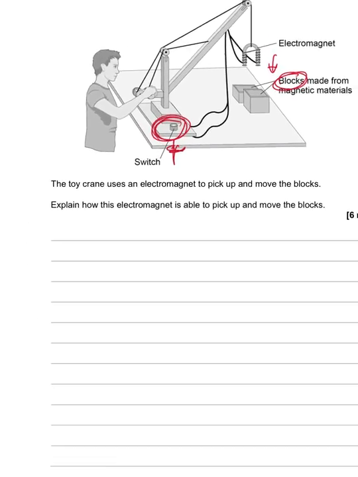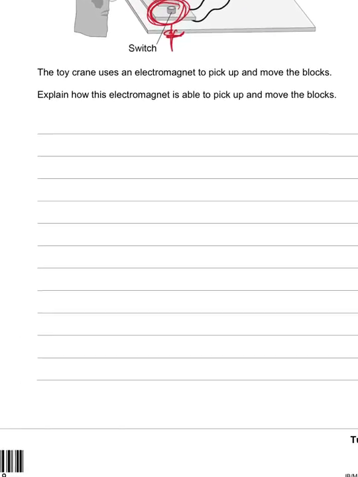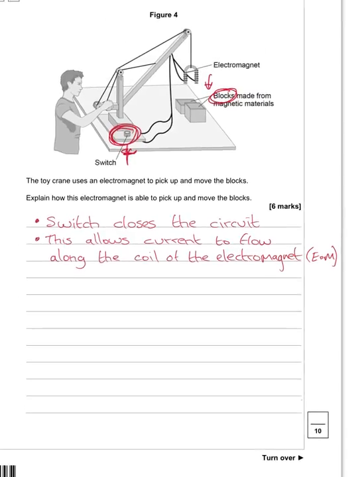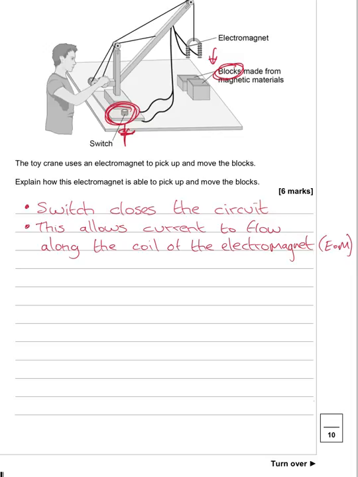So the first thing to happen is that you close the switch. Okay, so say that. So the switch closes the circuit. When the switch closes, this allows the current to flow along the coil of the electromagnet. So if you just have a look, they've clearly drawn in enough detail on the electromagnet for you to see that coil. Okay, so they want you to talk about it. This then in turn produces a magnetic field around the coil.